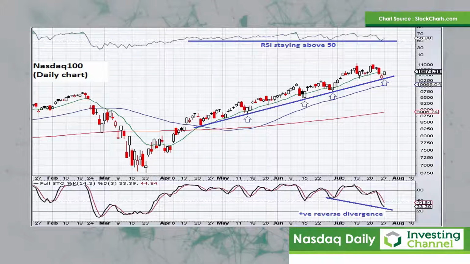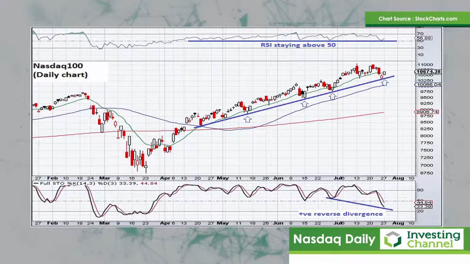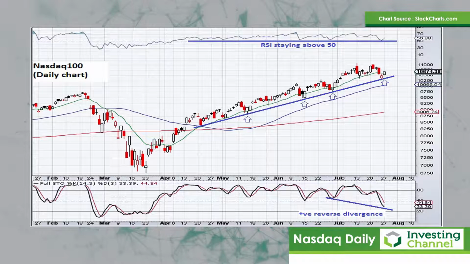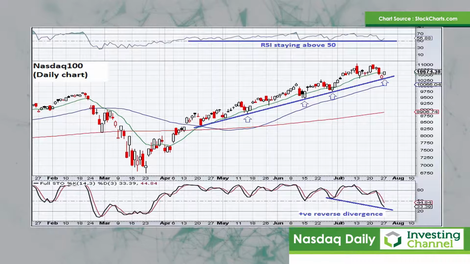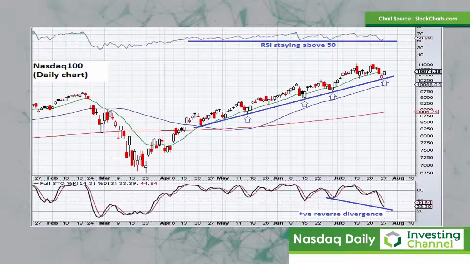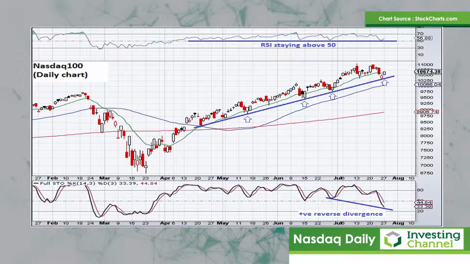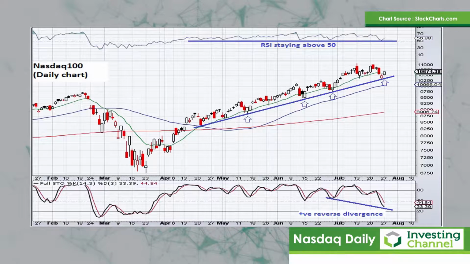Notice your relative strength index staying above 50, and that's always a good indication that the upward trend is still intact. And then on our stochastic oscillator, we see positive reverse divergence forming there, which is, as I mentioned previously, where your stochastic oscillator makes a lower low reading, and yet your price is making a higher low within a broader upward trend. And that typically has somewhat of a slingshot type of effect, where it typically sees the market pushing higher after that pattern is formed.